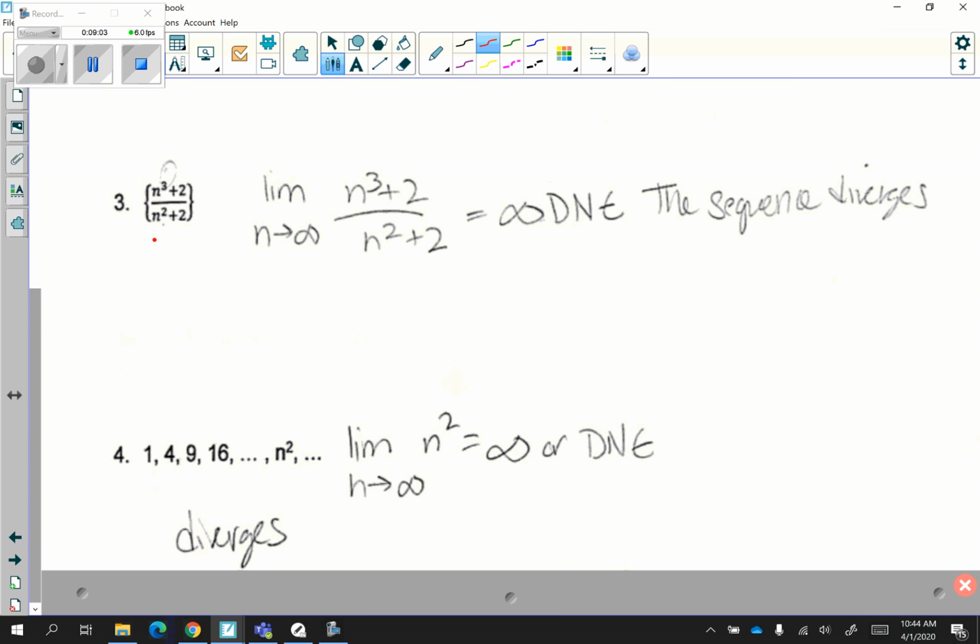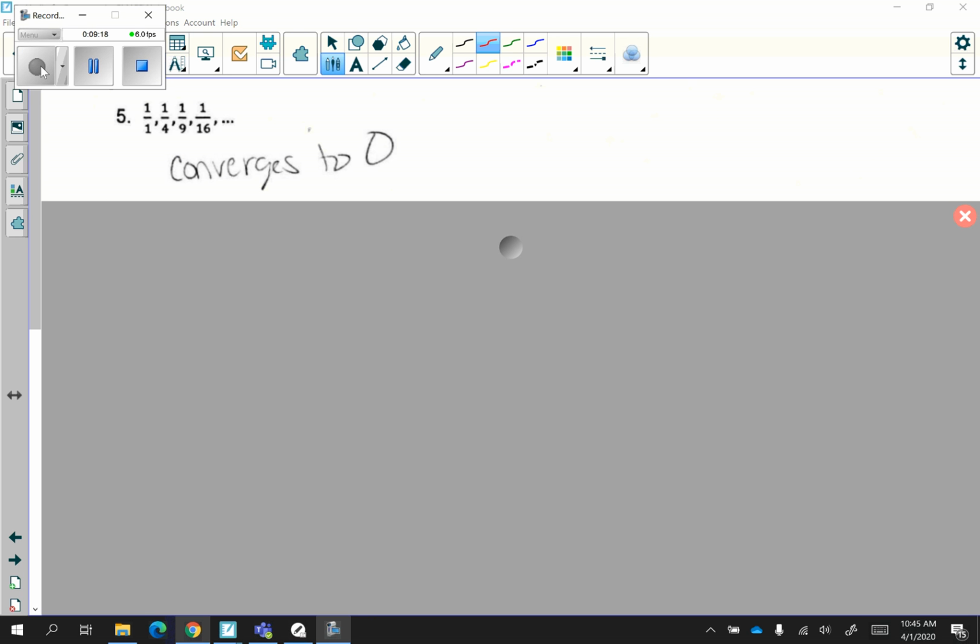And number 4, I have a sequence, 1, 4, 9, 16, all the way to n squared. The limit as n approaches infinity of n squared goes to infinity. It keeps getting bigger and bigger. Therefore, the limit does not exist, and the sequence diverges. Let's look at the next page, number 5, 1, 1/4, 1/9, 1/16. Again, it's getting very small and converging to 0.